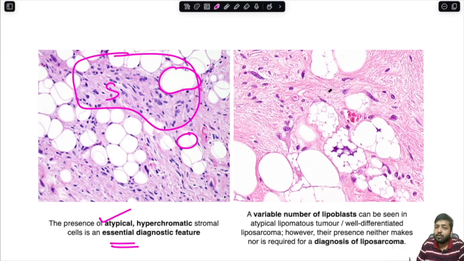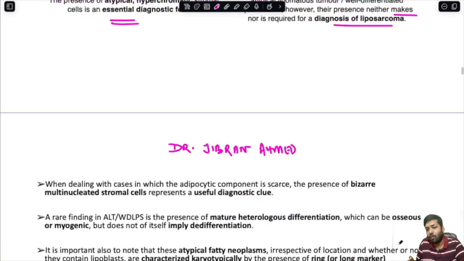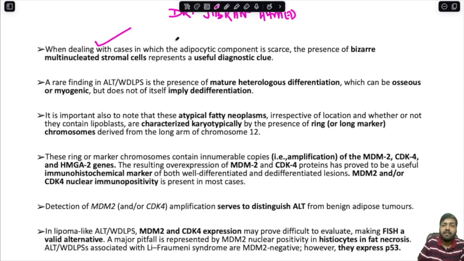Now you can also see lipoblasts. This is one lipoblast, another lipoblast, and this one is also. These are all multivacuolated lipoblasts. Along with that, you can see the hyperchromatic atypical nucleus present in the stroma. So a variable number of lipoblasts can be seen in the atypical lipomatous tumor or well-differentiated liposarcoma. However, their presence neither makes nor is required for diagnosis of liposarcoma. Again, I'm telling this point. When dealing with cases in which the adipocytic component is very scarce, the presence of bizarre multinucleated stromal cells represents a useful diagnostic clue.